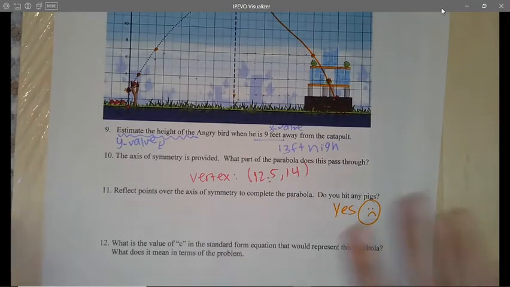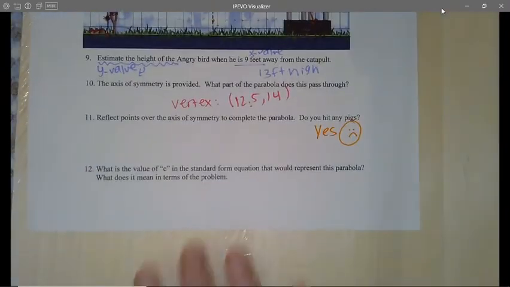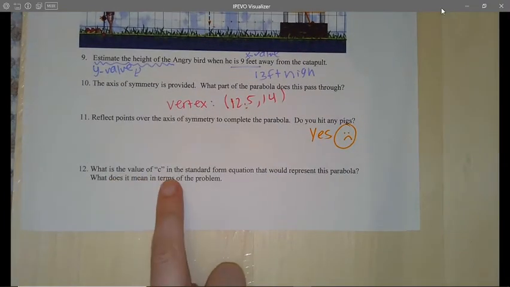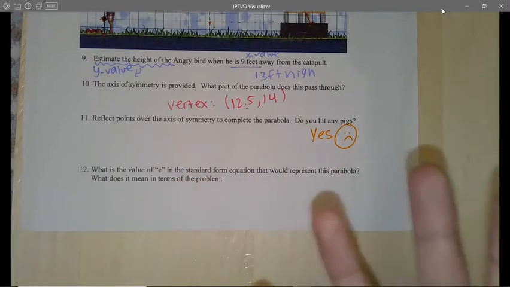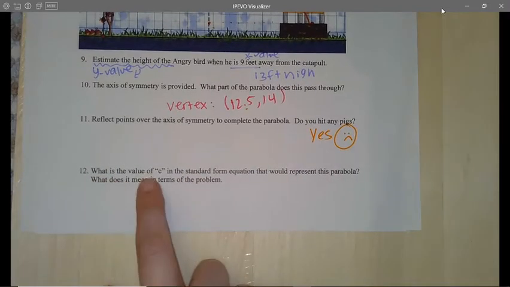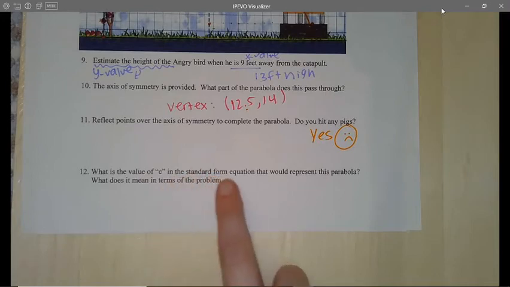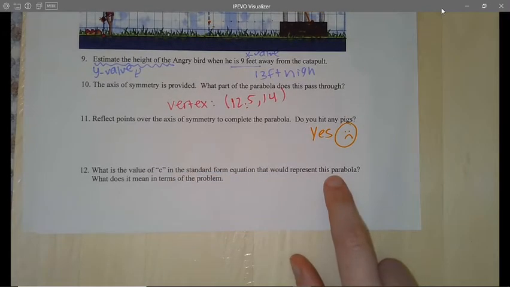But anyways, our final question of this section. Let's get going. Okay, so it says, what is the value of C in standard form? Sorry, I cannot read today. Good golly, Miss Long, get together. All right, what is the value of C in the standard form equation that would represent this parabola?